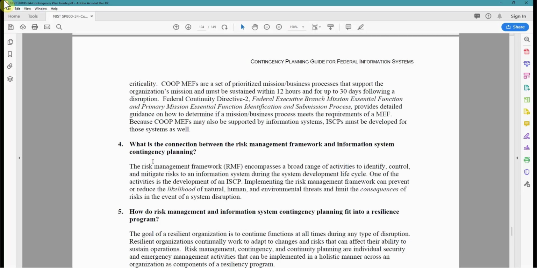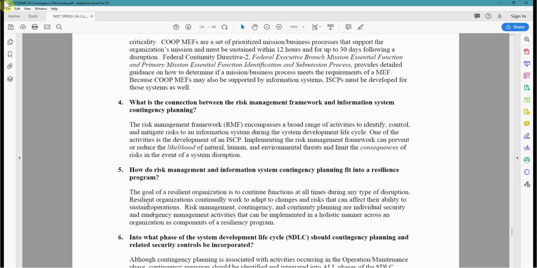What is the connection between the risk management framework and information system contingency plan? The risk management framework, RMF, encompasses a broad range of activities to identify, control, and mitigate risk to an information system during the system development lifecycle. One of the activities is the development of an information system contingency plan. Implementing the risk management framework can prevent or reduce the likelihood of natural, human, and environmental threats and limit the consequences of risk in the event of a system disruption.